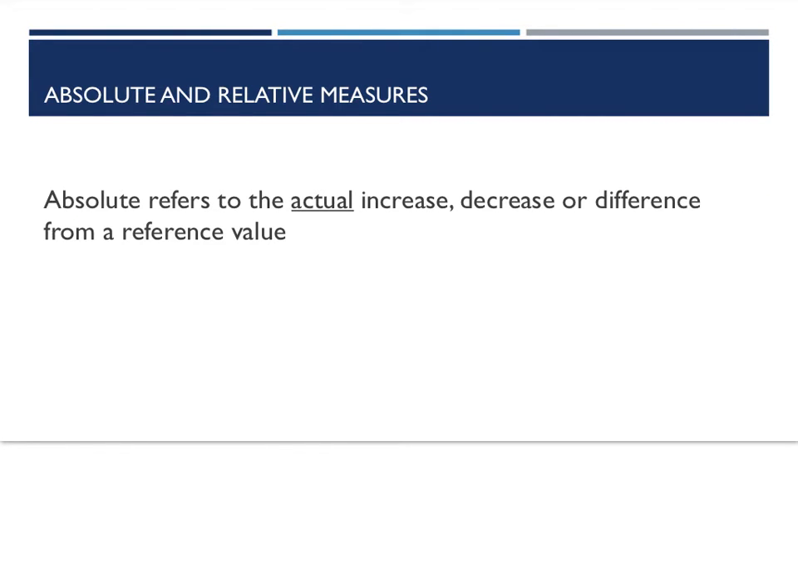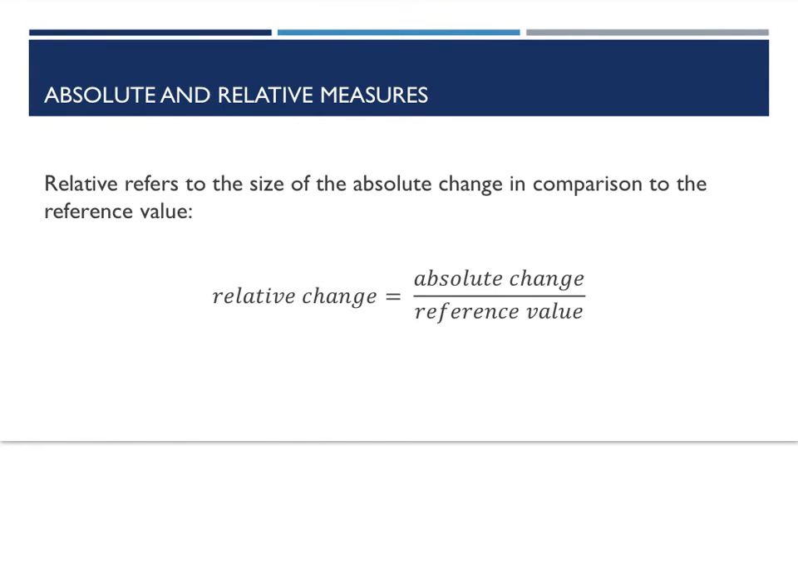Absolute refers to the actual increase, decrease, or difference from a reference value. And relative refers to the absolute change in comparison to the reference value. What that means is we're going to take the answer we got for the absolute value and divide it by the reference value, and we're going to want to phrase that answer in terms of percentages.